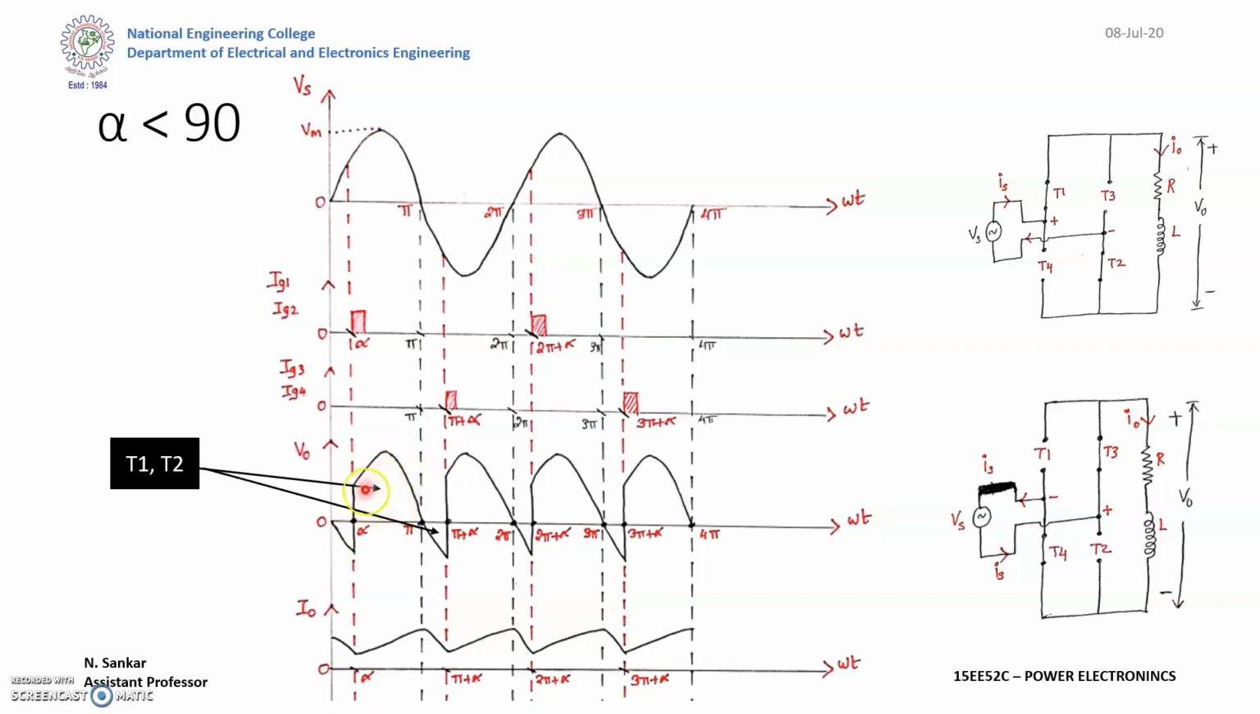So from alpha to pi and pi to pi plus alpha, at these two points thyristors T1 and T2 are turned on. Okay, and from pi plus alpha to 2 pi and 2 pi to 2 pi plus alpha, at these two points thyristors T3 and T4 will turn on. So this cycle will get repeated. That's why this point will be the turn-on of your thyristors T3 and T4.